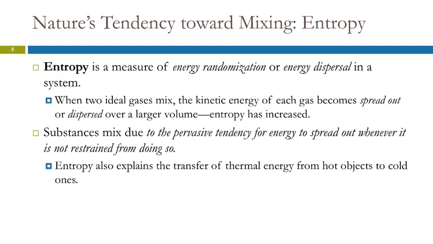Entropy is a concept that's a little hard to get your mind around. There's several different ways you can define it. One way is it's a measure of energy randomization or energy dispersal in a system. So the idea is that the energy spreads out. That's a natural thing. It's called entropy. So when you have two ideal gases mixing, what happens is that the kinetic energy of each gas becomes spread out or dispersed over a larger volume.